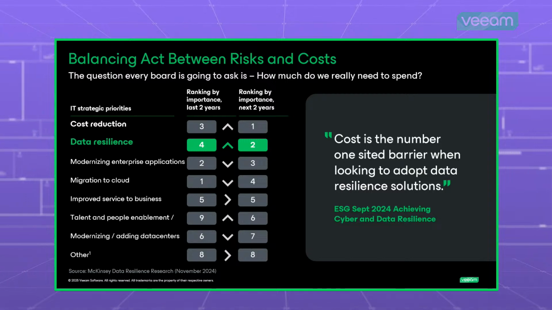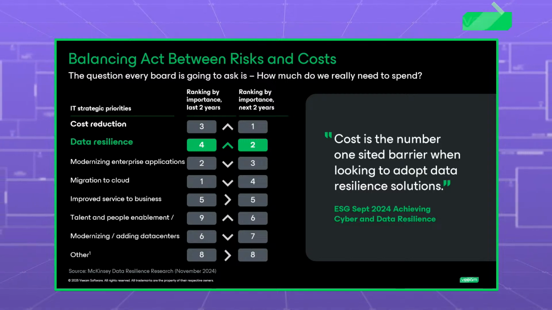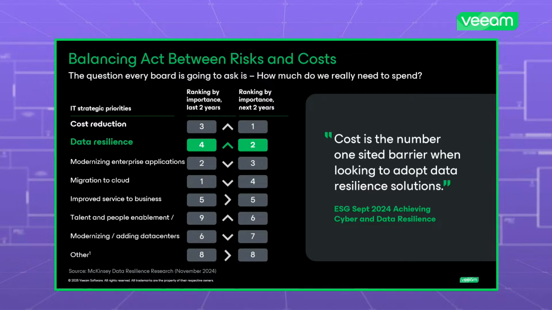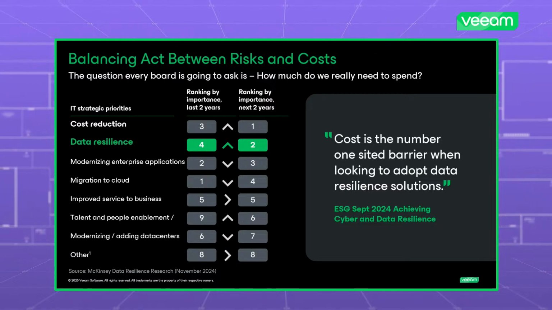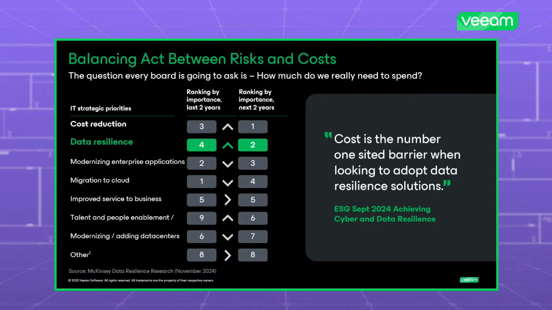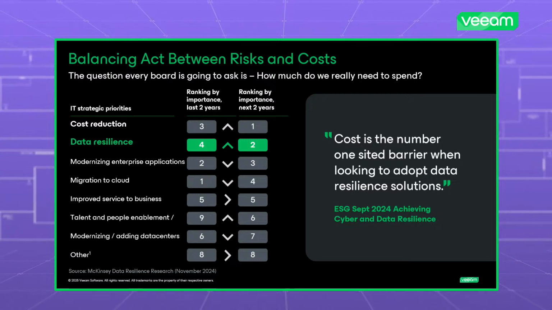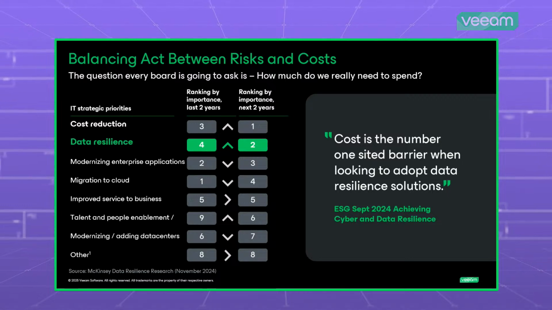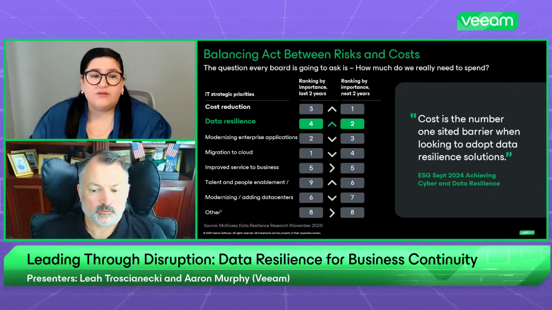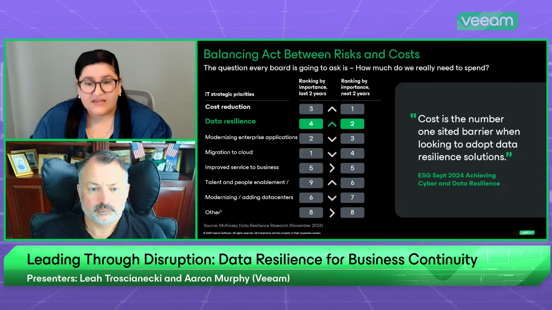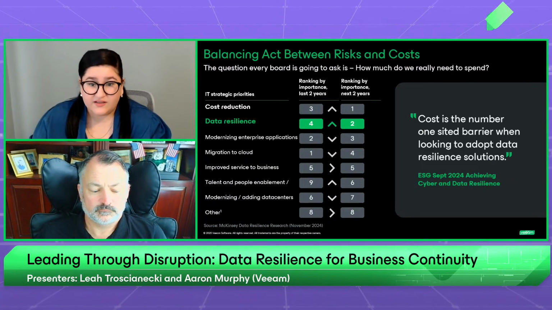Obviously, we're really excited to keep seeing the importance of data resilience move up and up, coming out of the basement, as we say, and moving into a boardroom priority. But I think cost is also gaining significant ground, certainly due to market volatility and other factors that we're seeing. But that doesn't mean that you can't prioritize it within your organization.